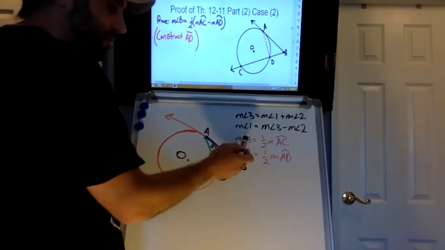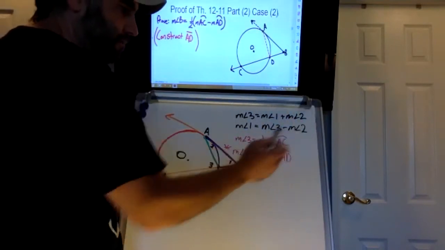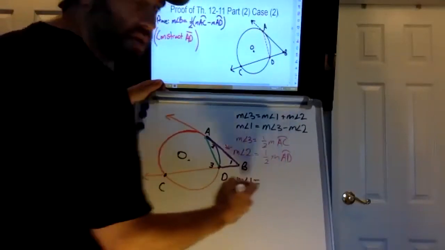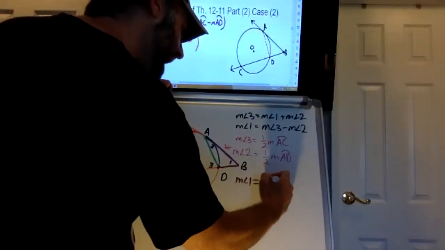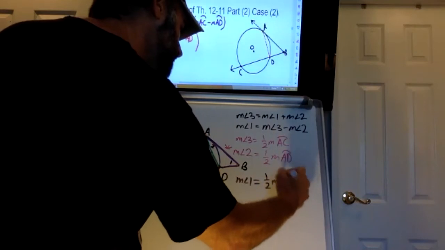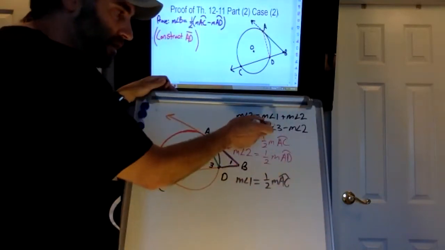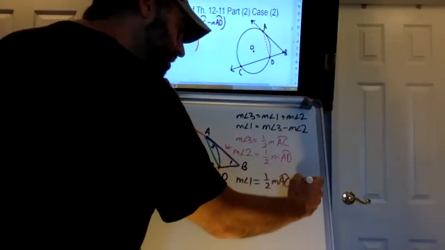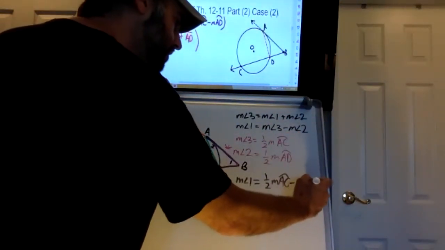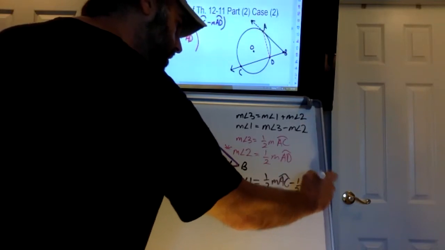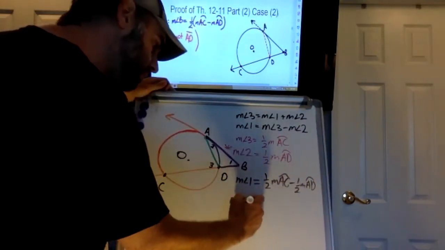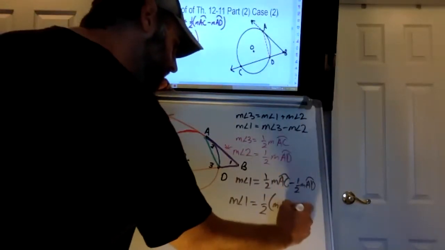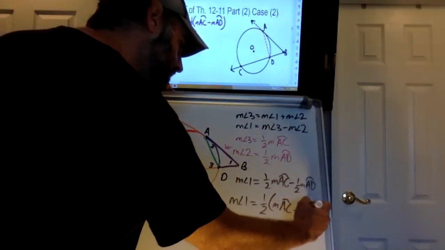You're going to substitute 3 and 2 up here. So the measure of angle 1 is equal to half the measure of arc AC, substituting this in for 3 here, substituting this in for 2 here, minus 1/2 the measure of arc AD. Factor out the 1/2, and it's the difference of the arcs, half the difference of the arcs.